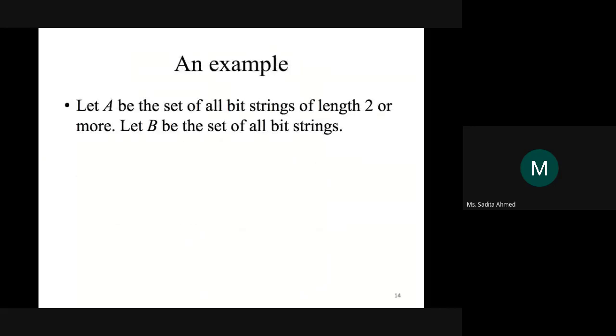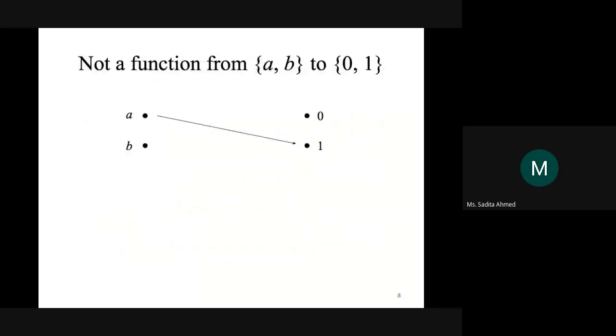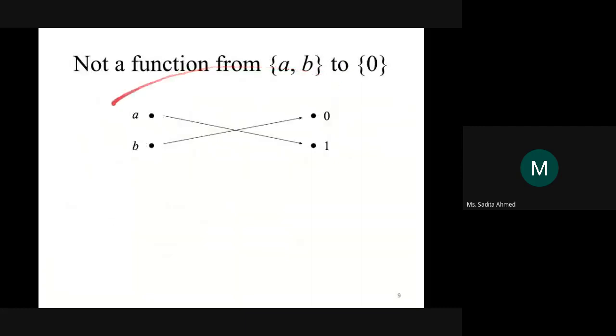The conditions were that the first one was that each and every element of the domain must be mapped, right? That was the first condition. Each and every one of the elements from the domain must be mapped. The second condition was that every element from the domain should be mapped to exactly one element from the codomain.